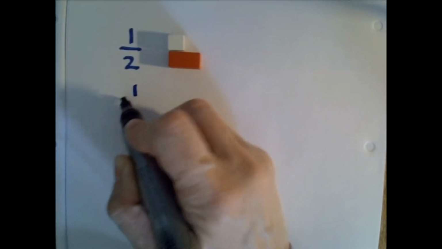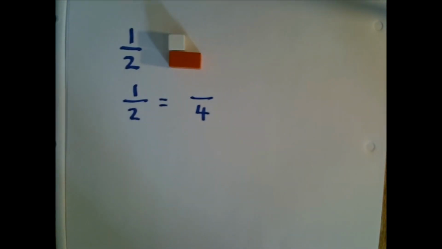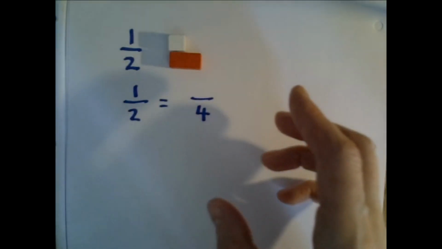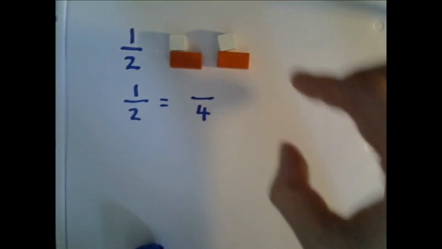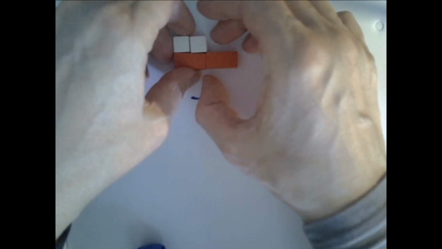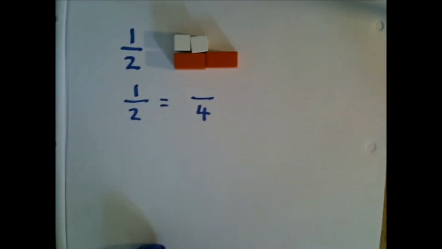Now, if you wanted to make an equivalent fraction, something that was the same as a half, but had, say, a 4 on the bottom, so 1/2 equals something with a 4 for the denominator, what you would do is look at that half and say, right, I want something bigger but the same shape, and you'd make that by putting 2 halves together, so that it's still got half the amount of white as it has red, but now you've got 4 on the bottom and 2 on the top.